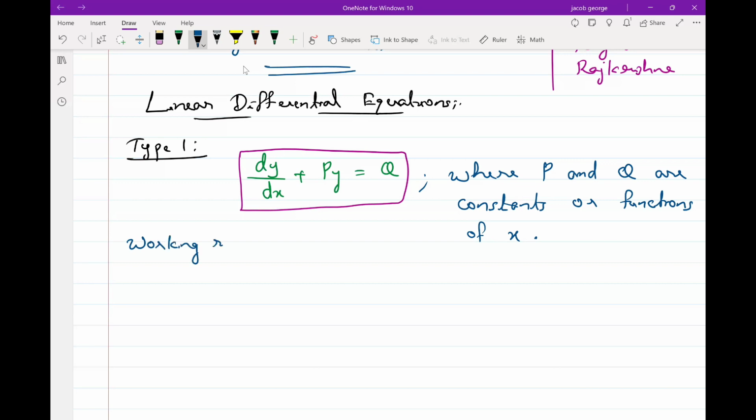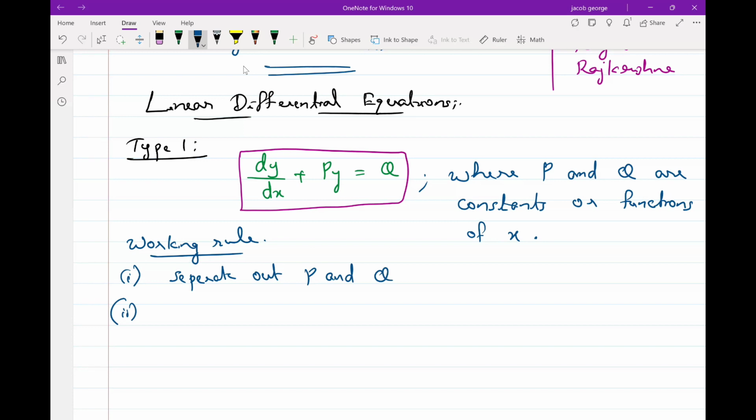Working rule. The first step is we have to separate out P and Q, or find the values of P and Q from the question. So that is step number 1: find P and Q.